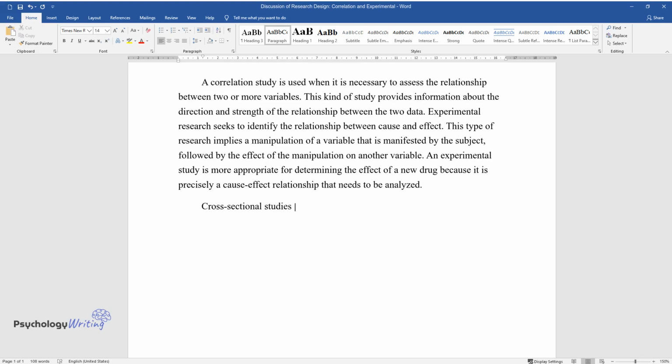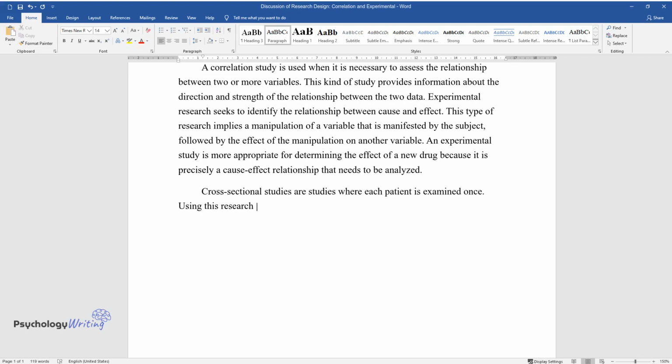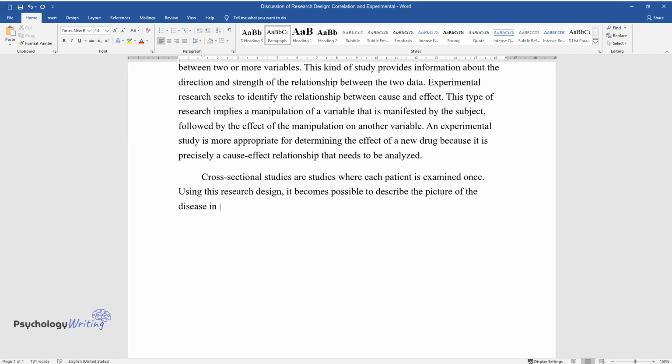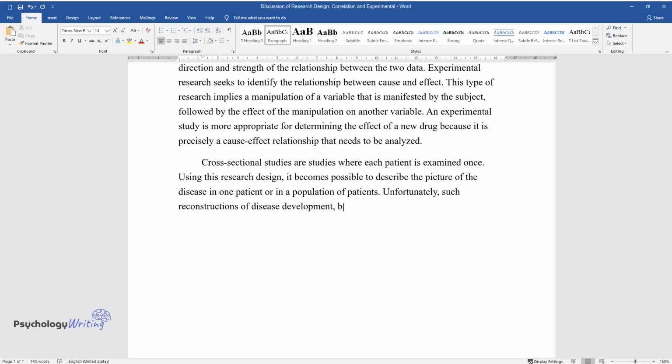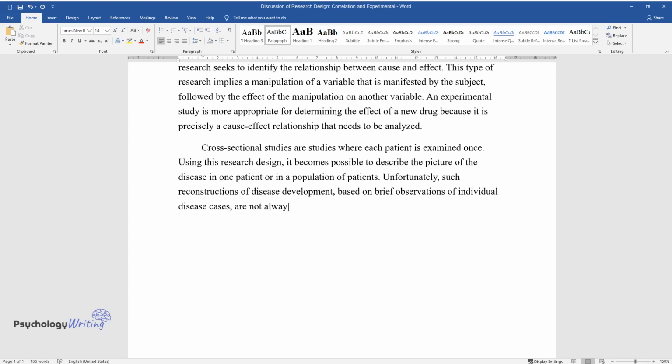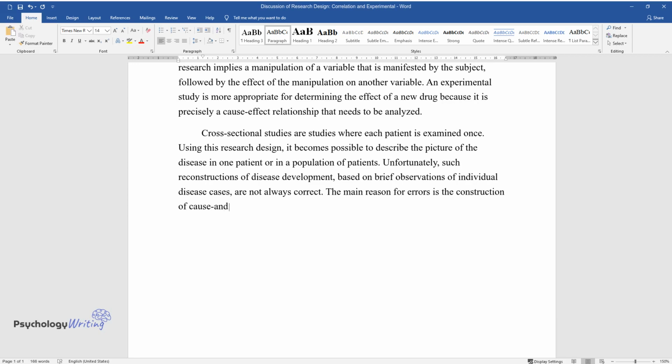Cross-sectional studies are studies where each patient is examined once. Using this research design, it becomes possible to describe the picture of the disease in one patient or in a population of patients. Unfortunately, such reconstructions of disease development, based on brief observations of individual disease cases, are not always correct.